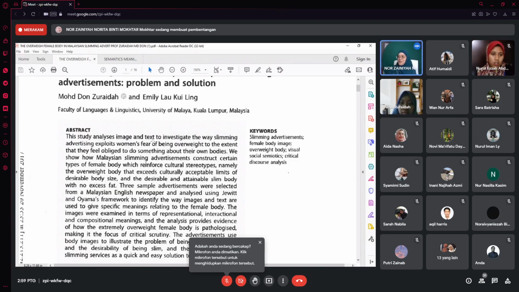Okay, so we'll talk about image and text. You cannot do numbers, right? Because it analyzes image and text. It's not looking into the numbers of how many people represent this, how many people understand this. It doesn't have any numberings there. So that is another way to recognize whether this research is done qualitatively or quantitatively. When we talk about image and text, it deals with discourse, it deals with qualitative.